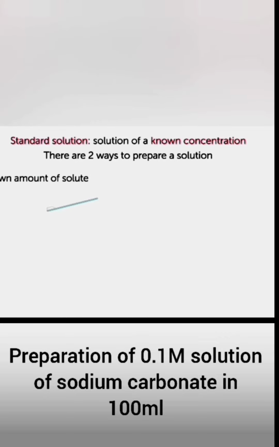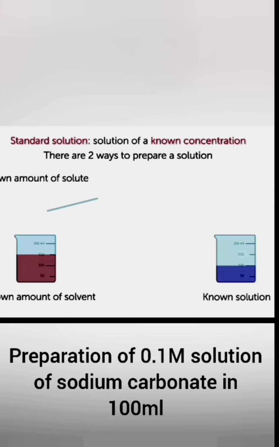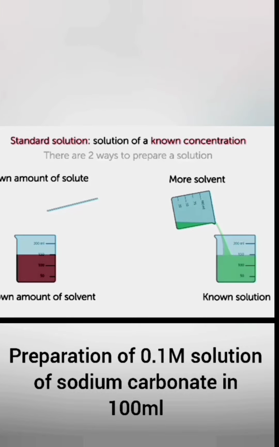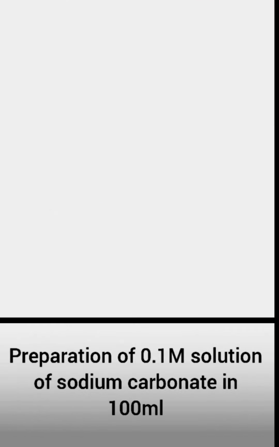A solution with a known concentration is called a standard solution. There are two ways to prepare a standard solution. 1. Take a known solute and dissolve it in a certain amount of solvent. 2. Take a solution of a known concentration and add more solvent to create a less concentrated solution. The concentration of a solution is expressed in moles per decimeter cubed of the solution.